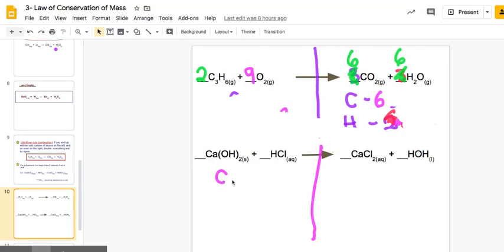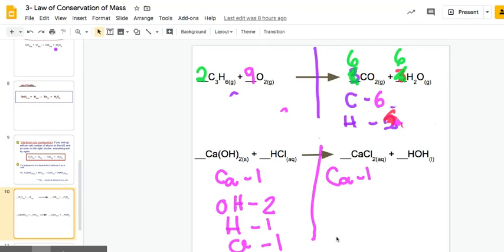All right, so let's start counting. Calcium, there's 1. Because we're going to keep our hydroxides together, I'm going to count it as a unit. And notice there is 1, but because there's brackets around, it actually is telling us that there's 2 of them. 1 hydrogen on its own, and I have 1 chlorine on its own. Calcium, I have 1. Chlorine, I have 2. Hydrogen on its own, there's just 1. And my hydroxide is staying together as 1.